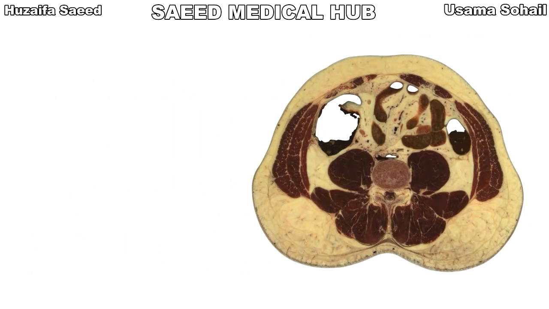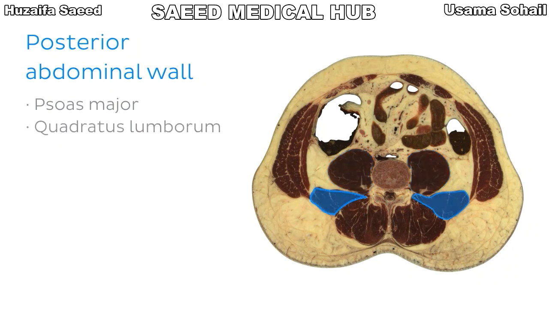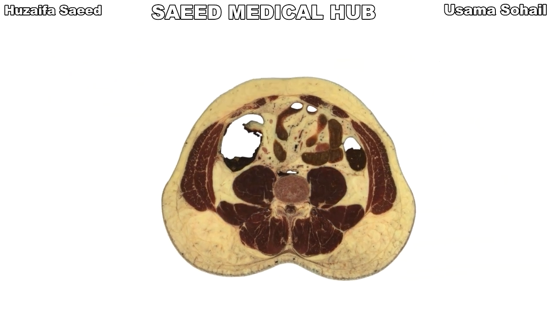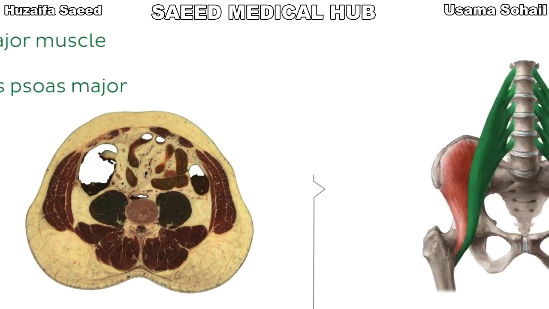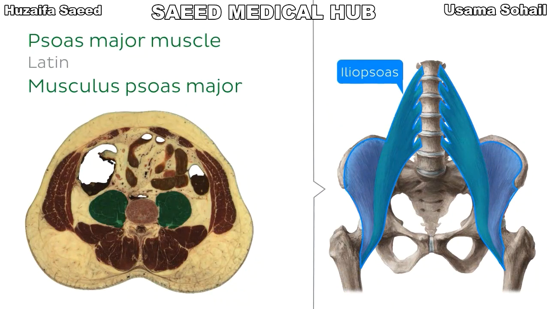Next, we'll look at the two muscles contributing to the posterior abdominal wall. These are the psoas major and quadratus lumborum muscles. There are two large muscles we can see here on either side of the vertebral body. These are the psoas major muscles, which you can see highlighted in green. The psoas major muscles travel inferiorly and join with another muscle called iliacus to become the iliopsoas. The iliopsoas inserts onto the lesser trochanter of the femur and is a powerful flexor of the hip.